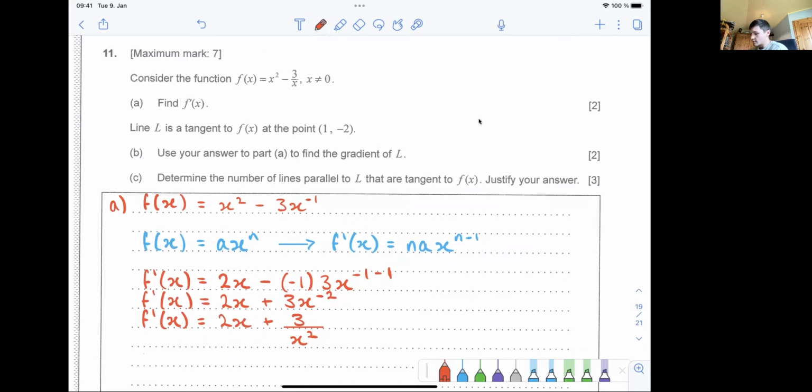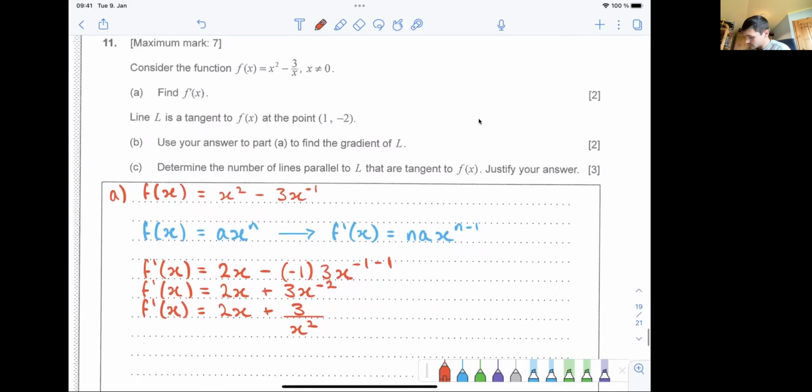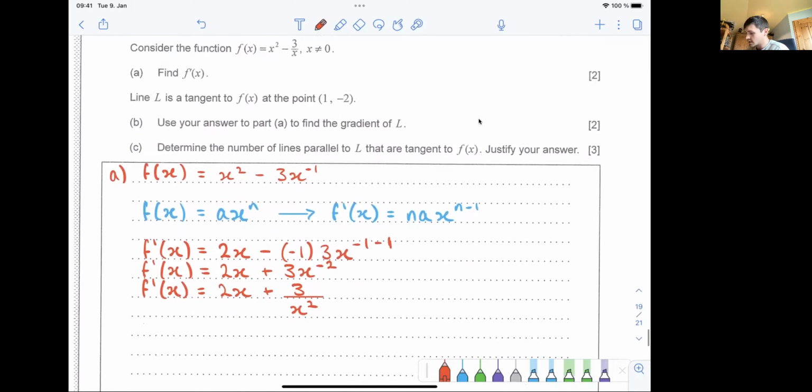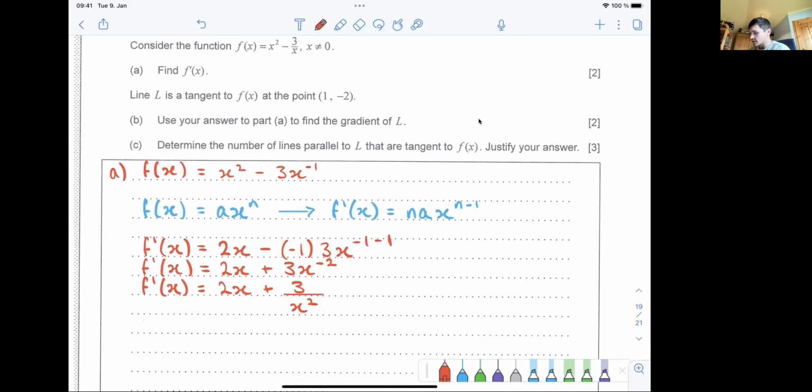For this question, we need to find the gradient of L. We know that L is a tangent to the curve at this point, where x is equal to 1, and obviously y is equal to -2, but that's not so important at the moment, just when x is equal to 1.